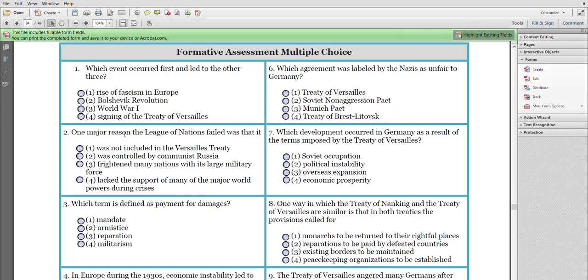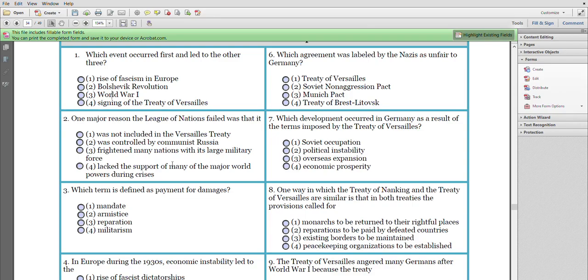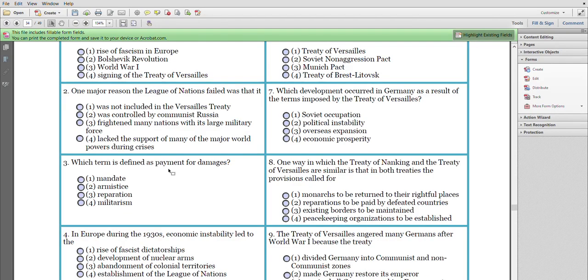Question 2, one major reason the League of Nations failed was that it was not included in the Versailles Treaty, was controlled by communist Russia, frightened many nations with its large military force, or lacked the support of many of the major world powers during the crisis. Question 3, which term is defined as payment for damages? Mandate, armistice, reparation, or militarism?